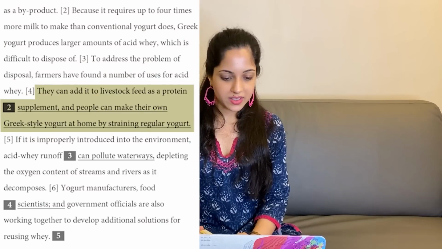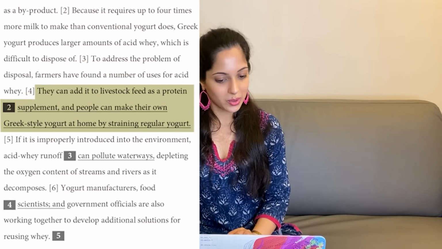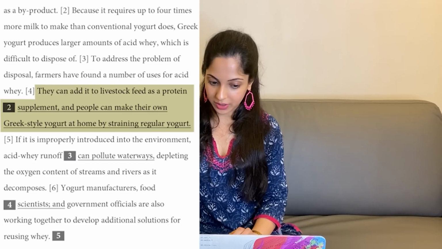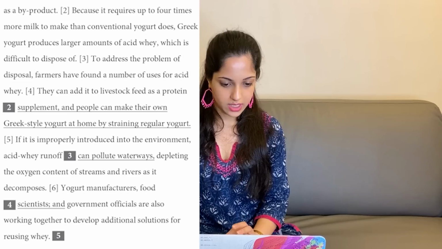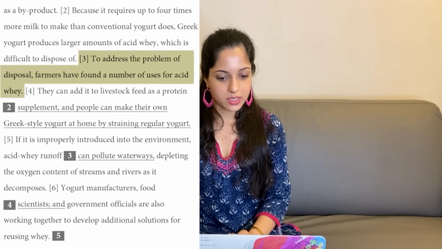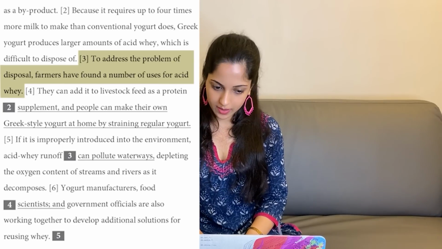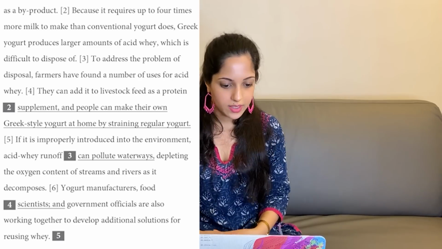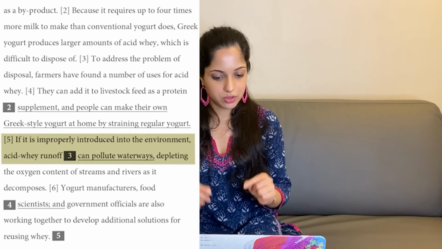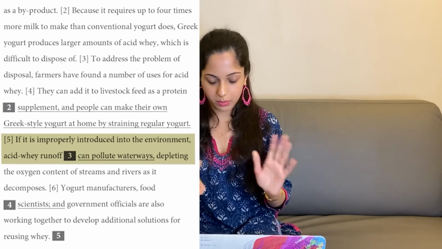Let's go back to that line. It says, they can add it to livestock feed as a protein supplement, and people can make their own Greek-style yogurt at home by straining regular yogurt. Okay, let's read a little bit before and after to get context. The sentence before is, to address the problem of disposal, farmers have found a number of uses for acid whey. They can blah, blah, blah. Okay, and then let's take the next, sentence 5. If it is improperly introduced into the environment, acid whey runoff can pollute waterways, depleting blah, blah, blah.